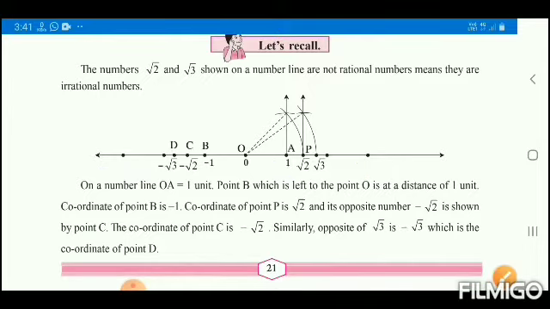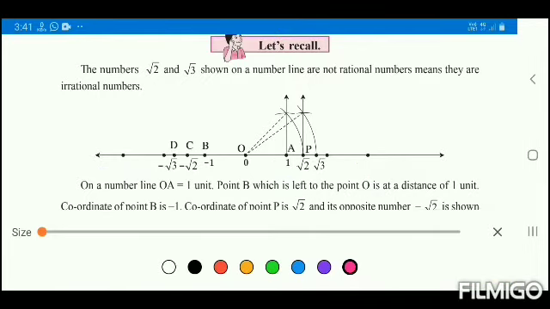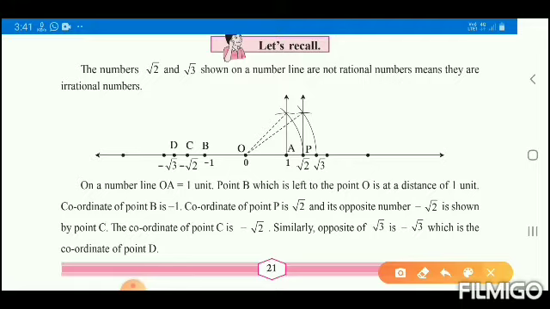Look, if we take the distance here 0 to 1, this is 1 unit, 1 centimeter. On a number line, OA is equal to 1 unit, means this distance is 1 unit. Point B is to the left of point O at a distance of 1 unit. So it is -1 unit. Coordinate of point B is -1.